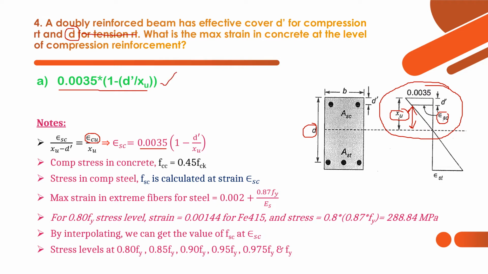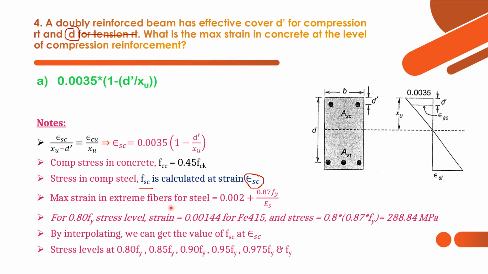Now we shall see more points apart from this. Compressive stress in concrete is given as fc equal to 0.45 fck. In case of a doubly reinforced section, how to get the compressive stress in concrete? That is given by 0.45 fck. And stress in compression steel, how to calculate that? fsc, the stress in compression steel, is calculated at the strain level epsilon SC, which we can calculate using this relation. So at this strain, what will be the fsc value? We have to calculate that.